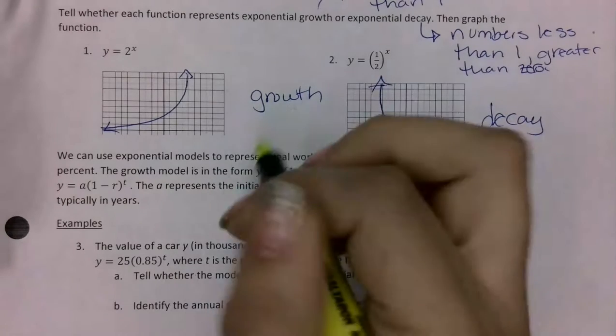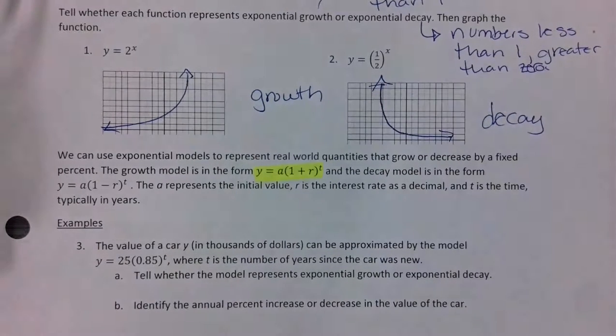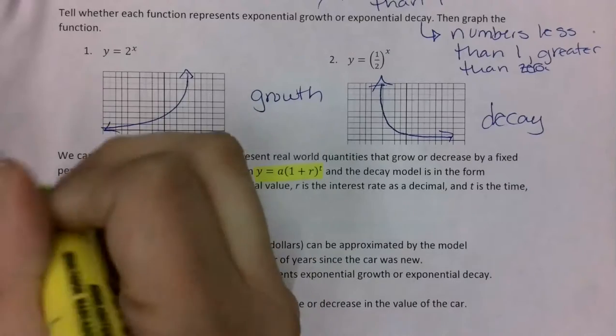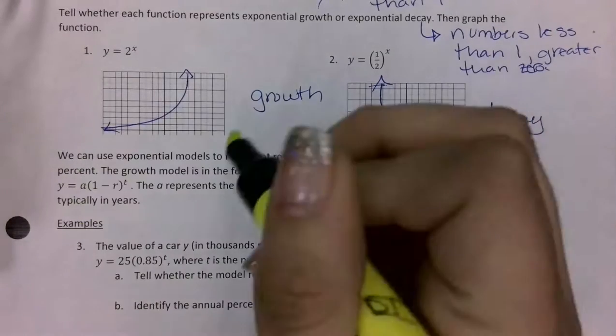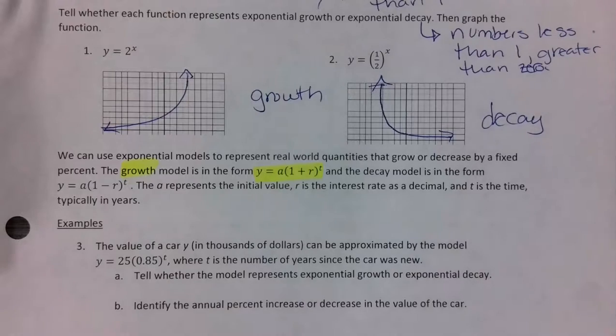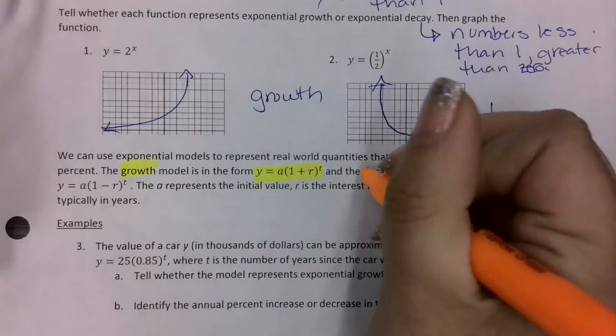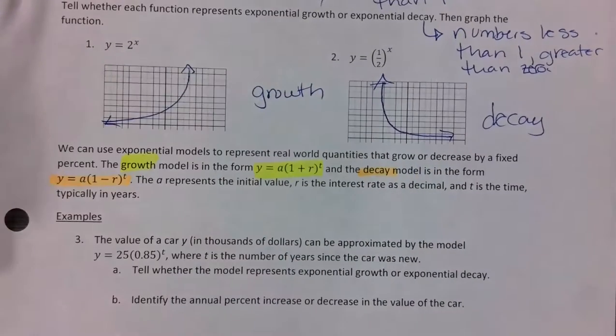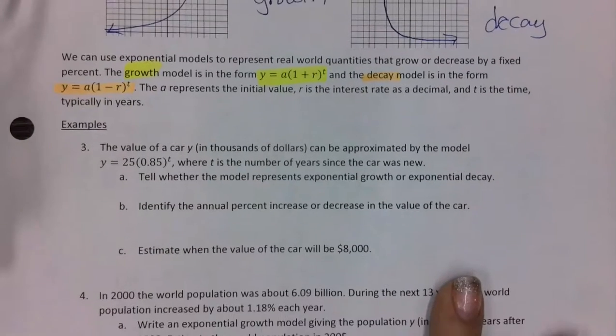so we can use these formulas. If it's got this one with the plus sign in the middle, it's for growth. A is our initial value, R is the interest rate as a decimal, and T is time. This one right here is, where's the word growth? I was trying to highlight the words in the same color. And then decay is this one. So if it's a subtraction, it's decay.